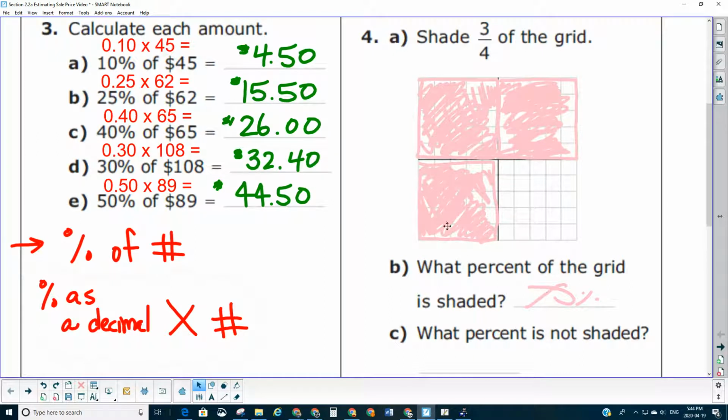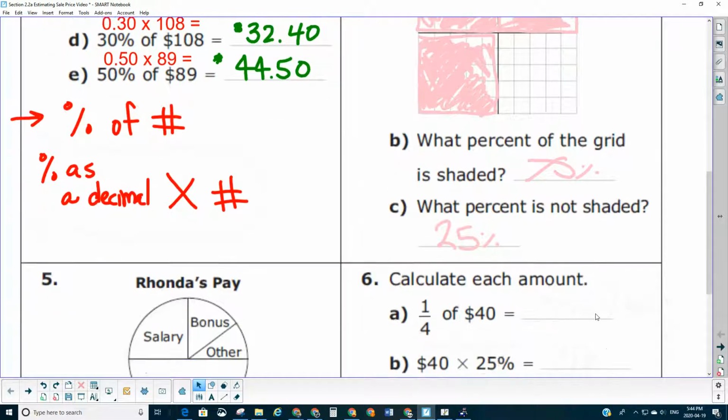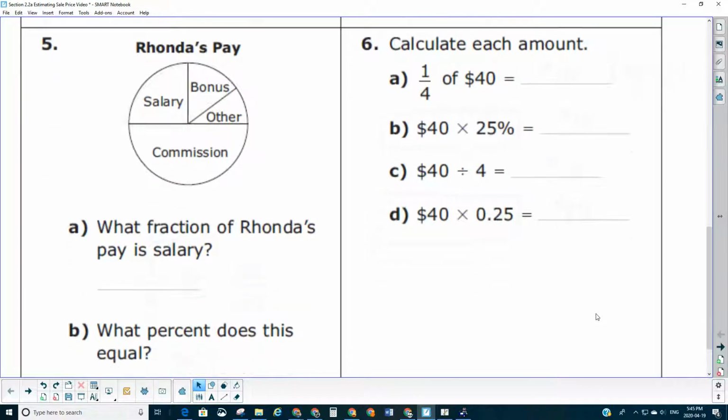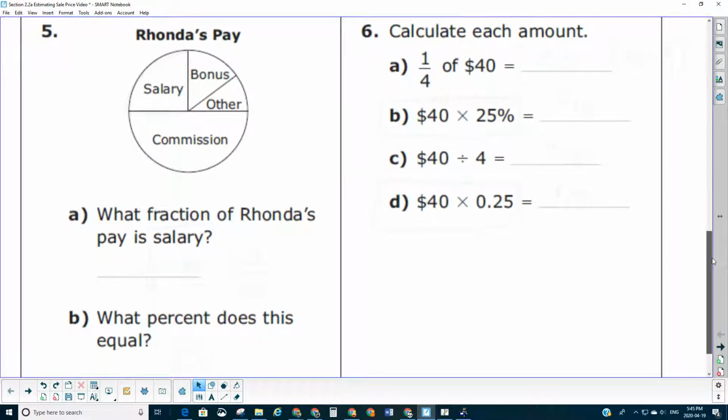And if 75% is shaded in, what percent is not shaded in? Well, 100% is the whole thing. 75% is shaded in. That means you subtract it, and you would get 25% is not shaded in. All right, great. Let's move on to Rhonda's pay, number 5.